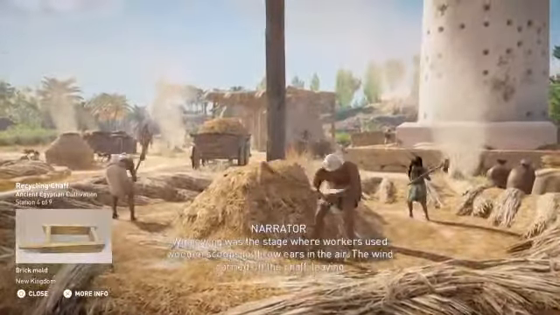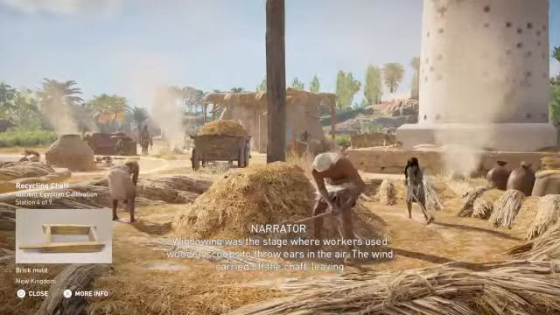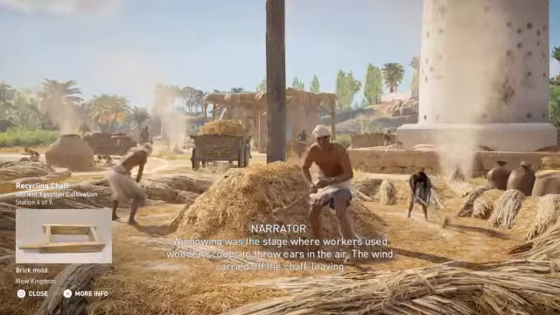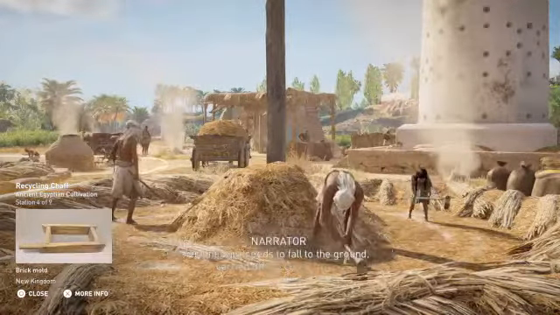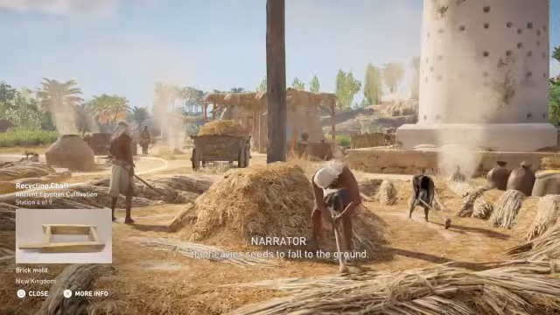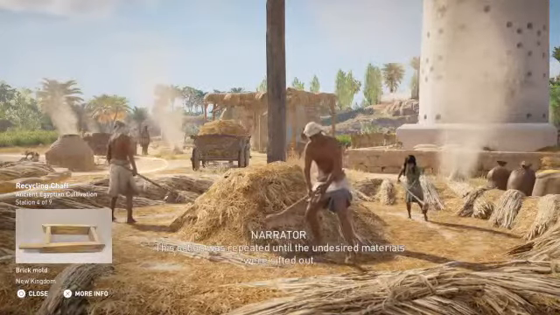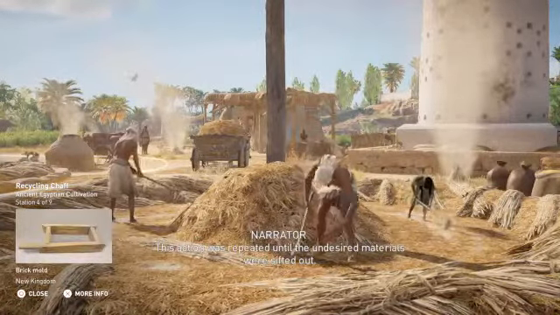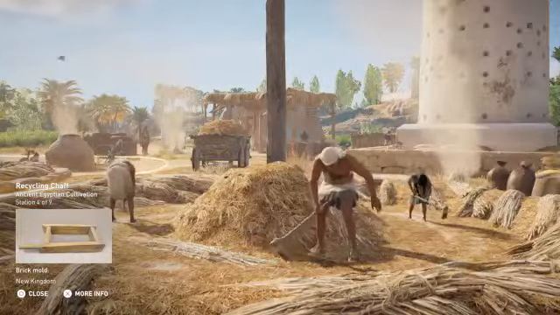Winnowing was the stage where workers used wooden scoops to throw ears in the air. The wind carried off the chaff, leaving the heavier seeds to fall to the ground. This action was repeated until the undesired materials were sifted out.